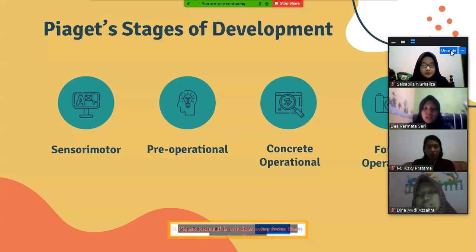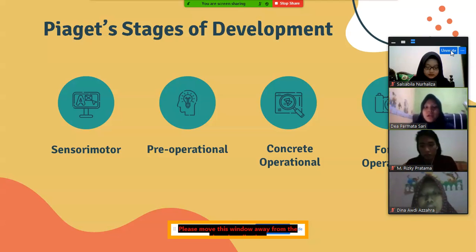The earliest stage is called sensorimotor, because during this stage, babies and young children discover their world by using their senses and their motor skills. Approximate age is from birth to 2 years. Piaget believed that all children are born with an innate tendency to interact with and make sense of their environment. And the second is pre-operational.